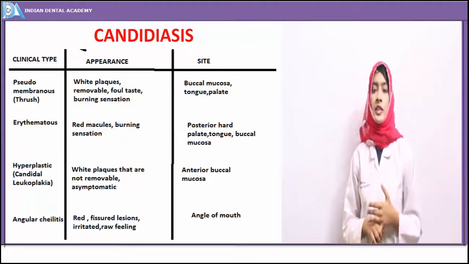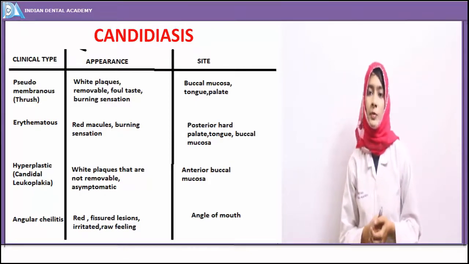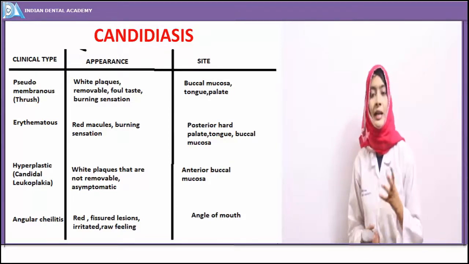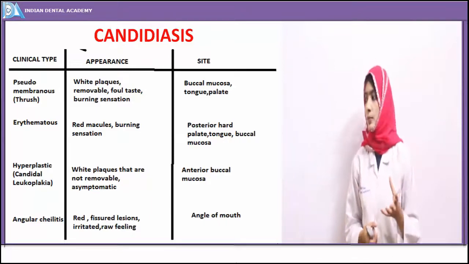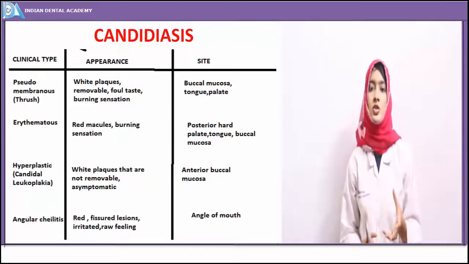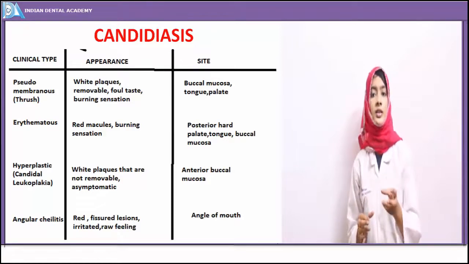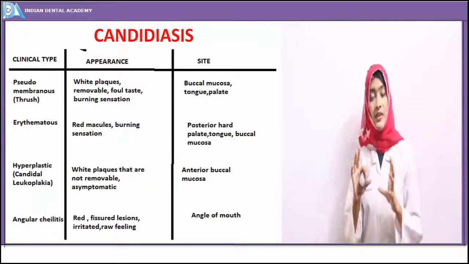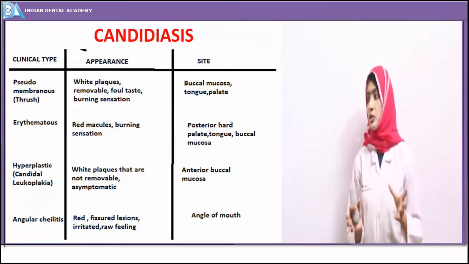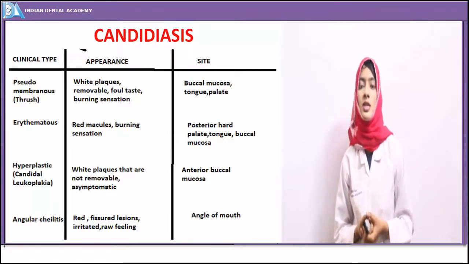Then another form of candidal infection which is encountered mostly is the hyperplastic type of candidiasis. It's also known as candidal leukoplakia, because the white plaques present on the oral mucosa are not removable. Normally candidal infection consists of whitish plaques which are removable, but hyperplastic candidiasis is one where the plaques are not removable. So they give an indication that it may be a form of leukoplakia, hence the name candidal leukoplakia. It is seen most commonly in the anterior buccal mucosa.